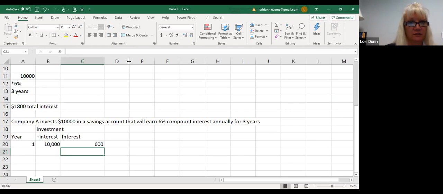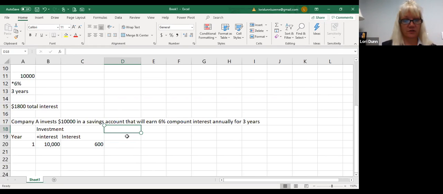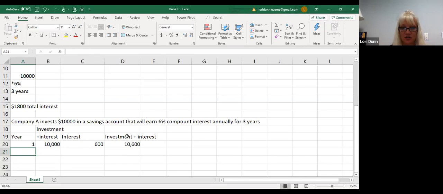What we do, let me see if I, there we go. Okay, after we add this interest, sorry, we get, I'm just going to type, investment plus interest, $10,600. So at the end of year one, we've accumulated $10,000 plus $600 of interest.